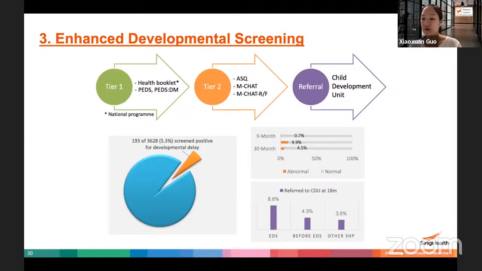We also noticed that while the referral rate had gone up, the defaulter rate at the hospital and the number of patients who had declined referrals were quite significant. Because of this, we added a 6-month follow-up for such cases to ensure that no child gets left behind.